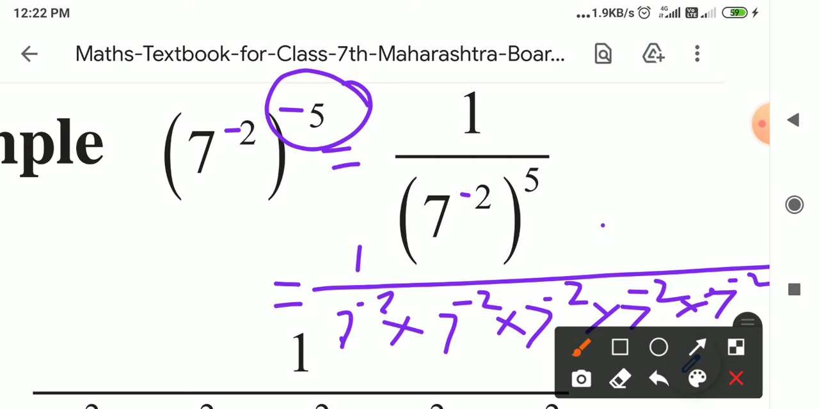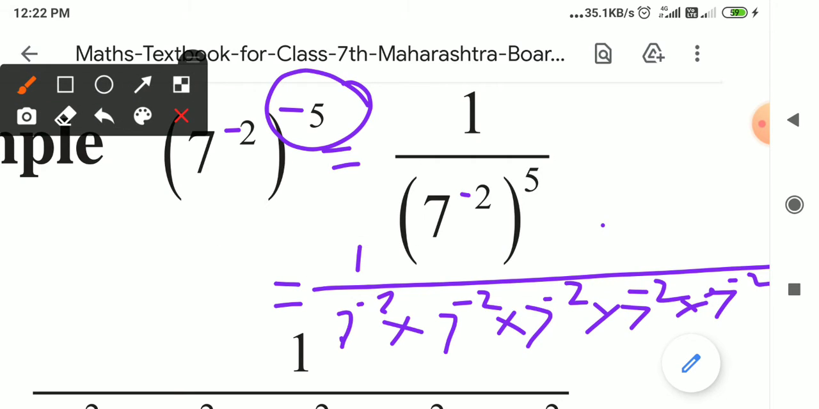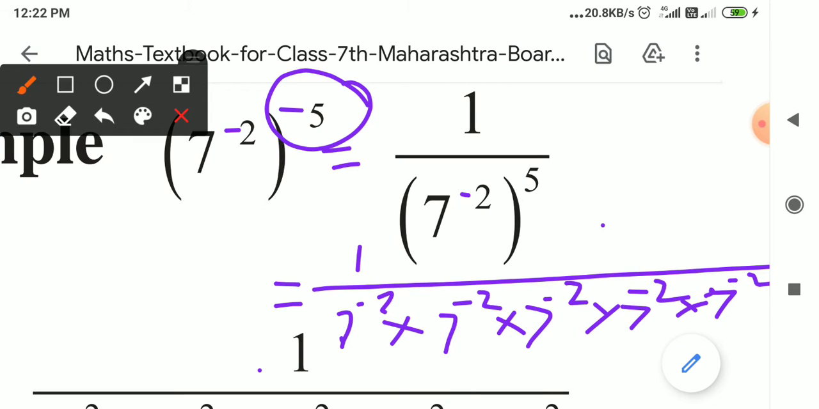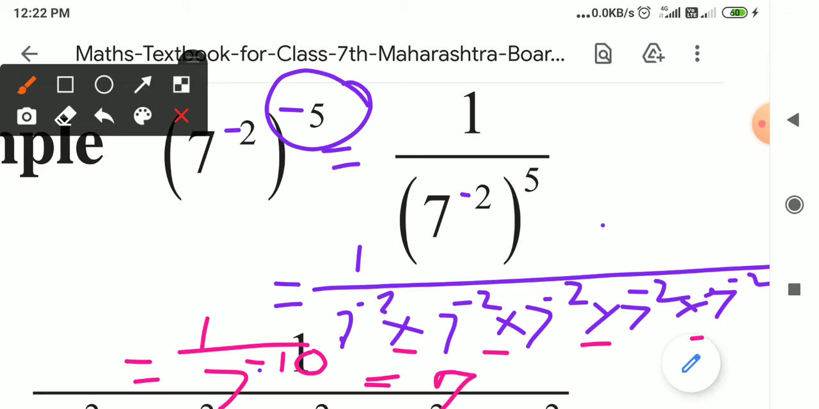Now you know that if the base is the same and multiplication is there, then for the indices we have to do addition. So 1 upon 7 raised to minus 2 minus 2 minus 2 minus 2 minus 2. So here it is minus 10. And that minus 10 becomes positive when you take it to the numerator's position, meaning it will be plus 10. In this way we have to solve the example.